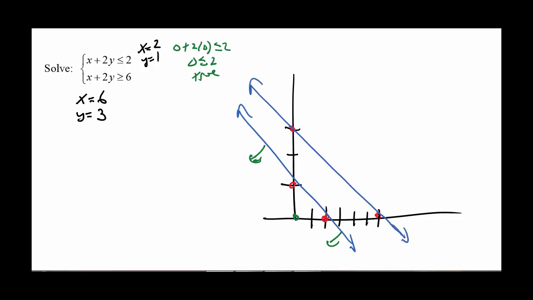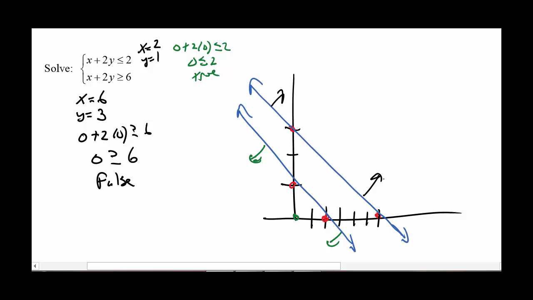And we'll test this line. So I can use 0, the origin again. So 0 plus 2 times 0 is greater than or equal to 6. So I get 0 is greater than or equal to 6. That's actually false. So that means I want to shade away.